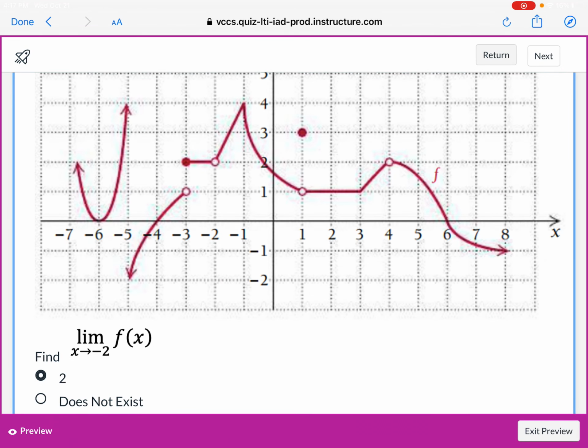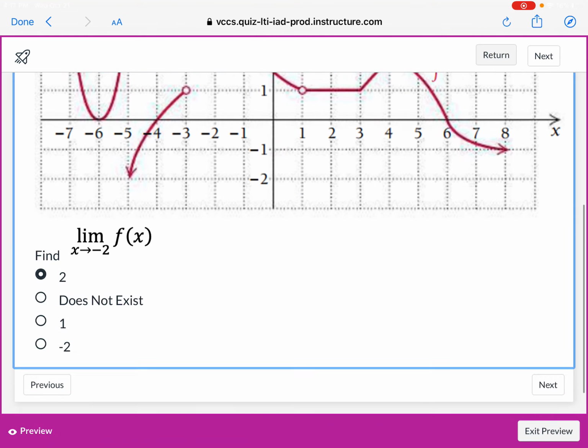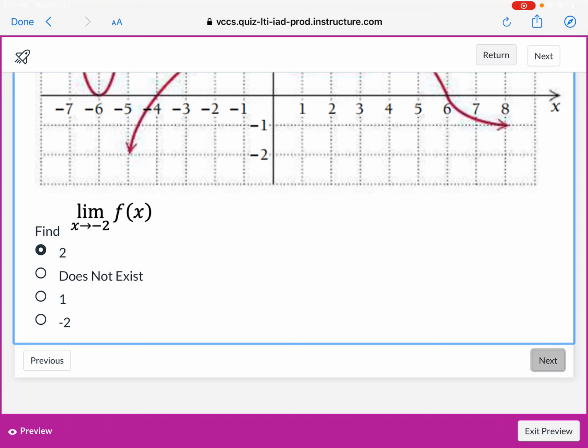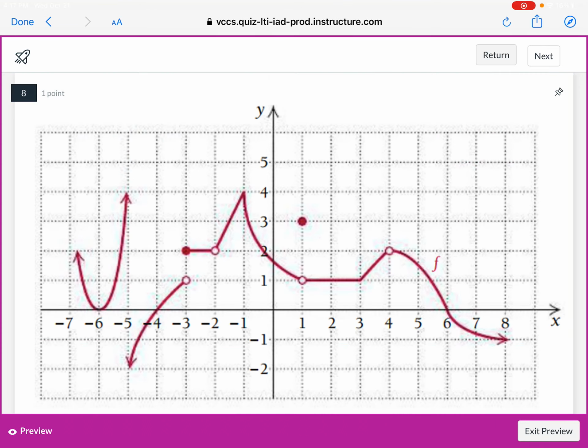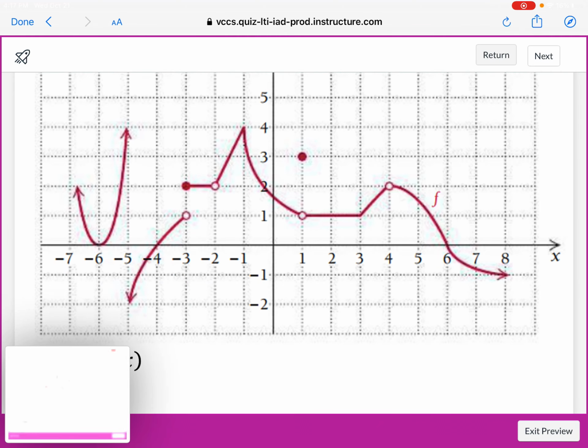Limit is 2. But here's the thing, if they were asking for f of -2, I would have said does not exist because there is no filled in circle here at x equals -2. I think we're almost done. Number 8, what about at x equals 1?